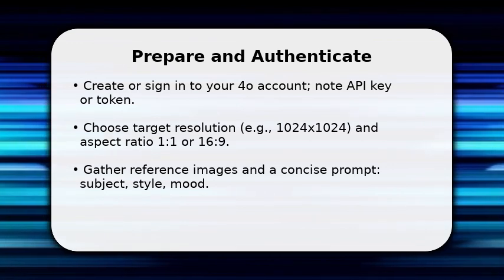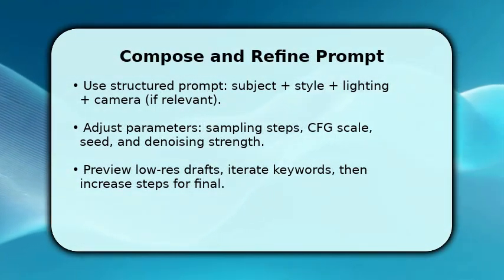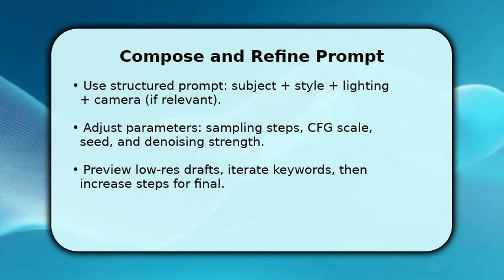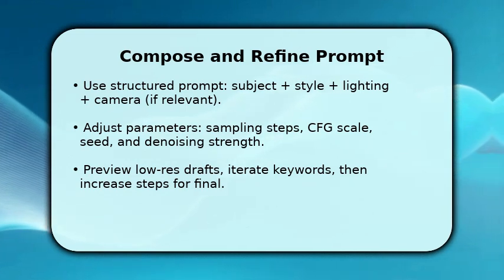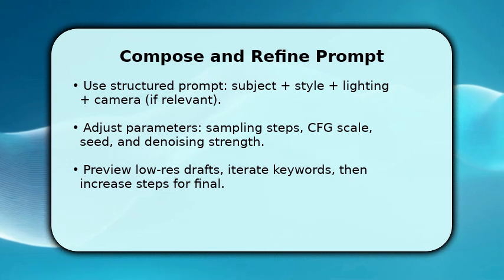You now craft a focused prompt that pairs the subject with a style and lighting note, for example, portrait, cinematic rim light, 85mm lens. Then tweak parameters, raise sampling steps and CFG scale to increase fidelity or lower denoising for subtler edits. Change seed to vary composition.